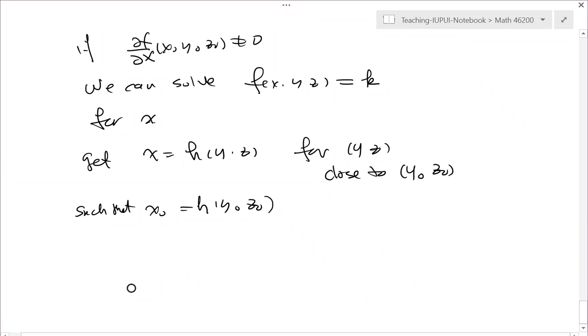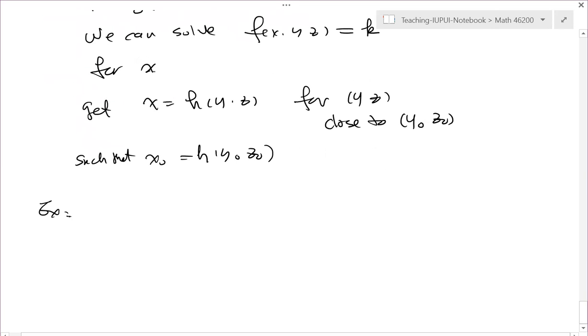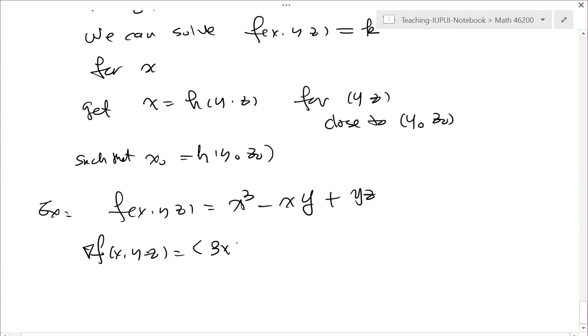Well, let's take a look at examples. Sometimes we can solve it. Here's an example: f of x, y, z equals x cubed minus xy plus yz, for example. We want to understand this surface. And so the gradient of f, you get 3x squared minus y.